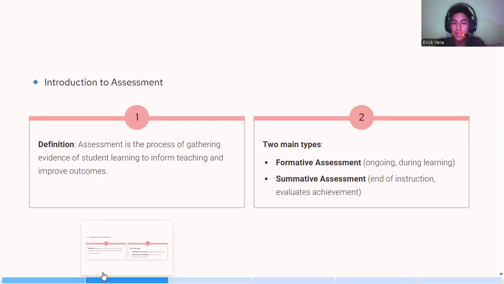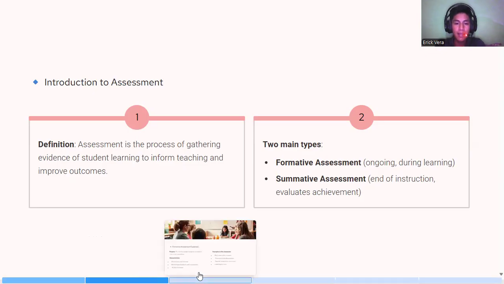There are two main types. The formative assessment, that is the ongoing process and happens during the learning. The summative assessment happens at the end of instruction and evaluates the achievement.